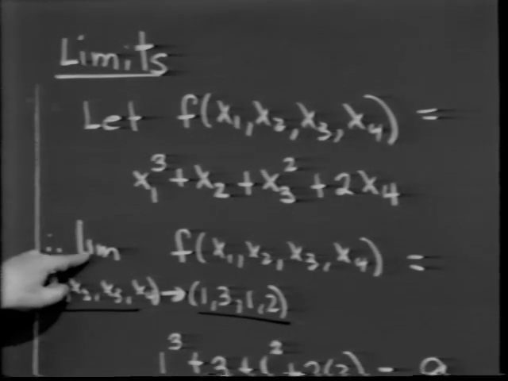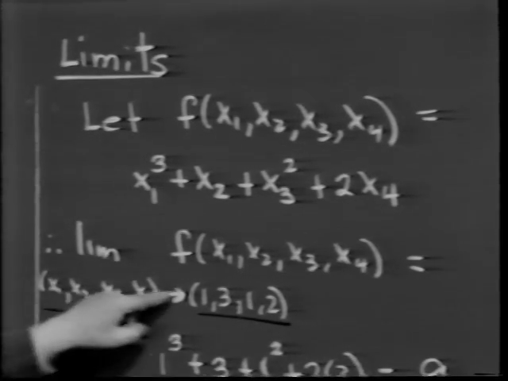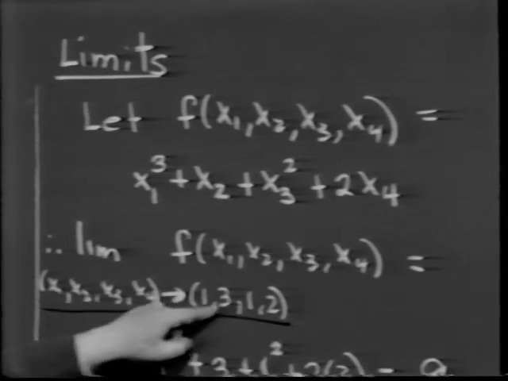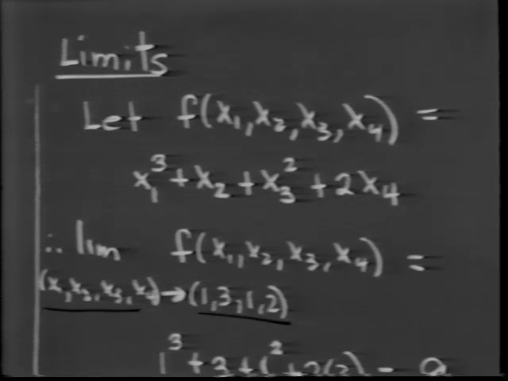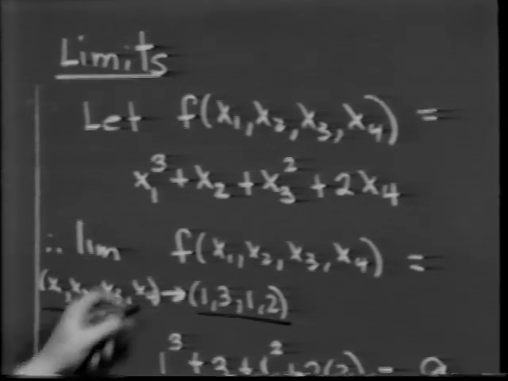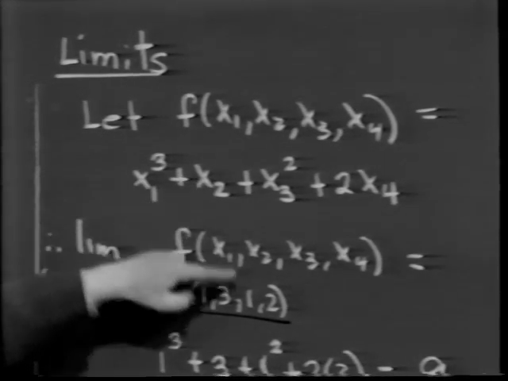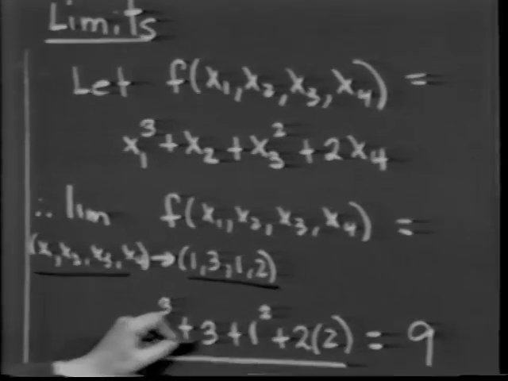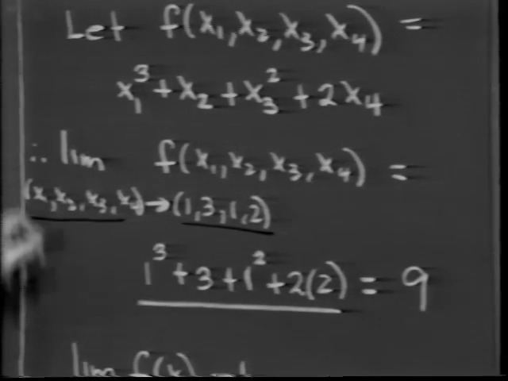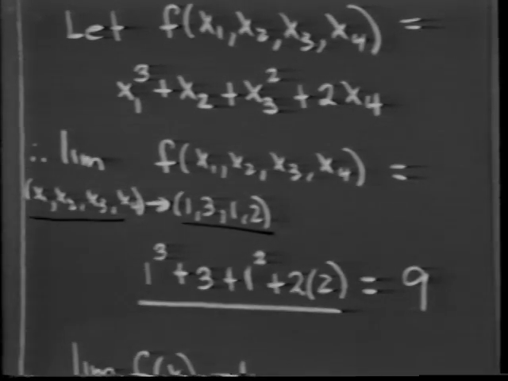In other words, this could be replaced by the 4 separate linear one-dimensional limit problems. x1 approaches 1, x2 approaches 3, x3 approaches 1, and x4 approaches 2. And we would then be tempted to say what? We will replace x1 by 1, x2 by 3, x3 by 1, x4 by 2, see what happens to this expression, and we would then be tempted to say that this particular limit was equal to 9.